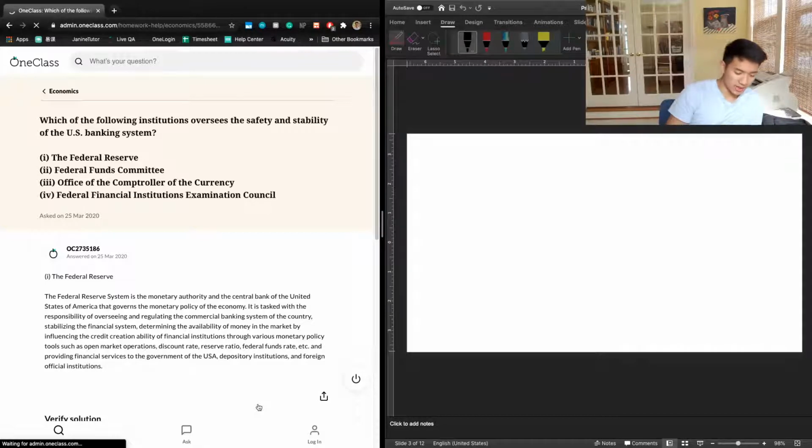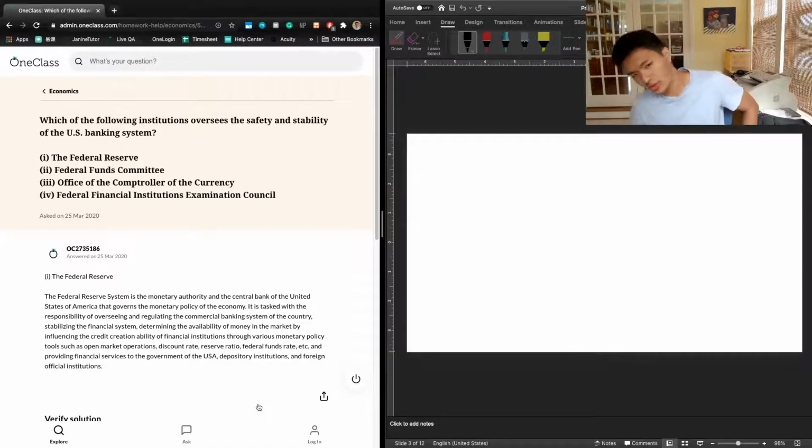The next question says, which of the following institutions oversees the safety and stability of the U.S. banking system? One says the Federal Reserve, two says the Federal Funds Committee, three says the Office of the Comptroller of the Currency, and four says the Federal Financial Institutions Examination Council. So this is really just a definition-based question. The correct answer is the Federal Reserve.